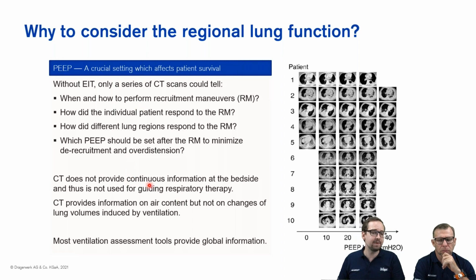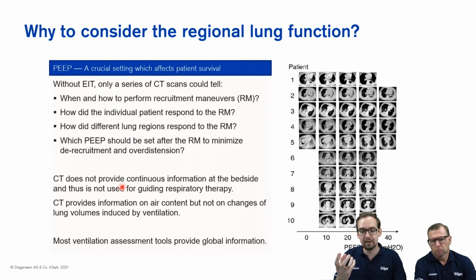And even if we had a CT scan production line where you could send your patients through hundreds of CT scans, even then a CT scan would not give us continuous information. It's only a snapshot in time. As you know, lung mechanics are dynamic. There's a frequent change in behavior. Therefore, we need something which is giving us more real-time information.